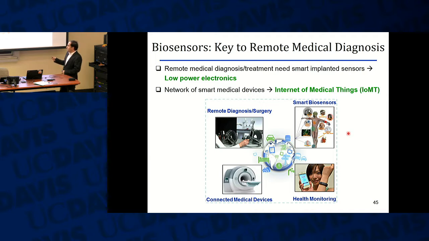These are pretty much everywhere. They're in remote diagnosis, surgery, connected medical devices, and health monitoring. You can look at your watches that can have this kind of capability. And of course, the smart sensors. They all have one thing in common. They need very low power electronics, very low power smart electronics, because they need to be able to not only give them commands at low power, but also adjust the performance.